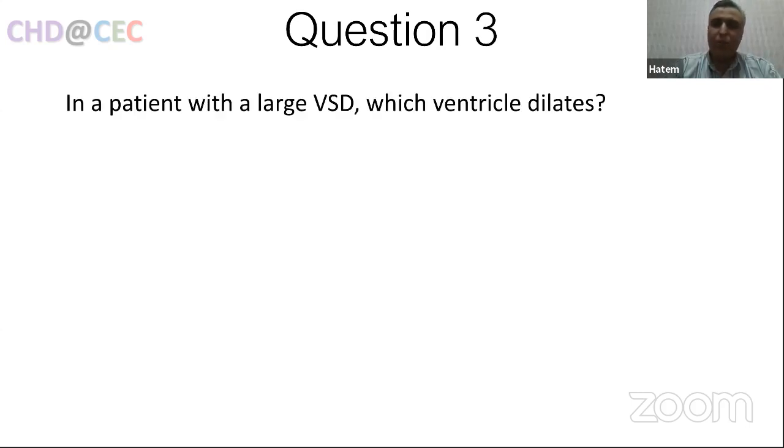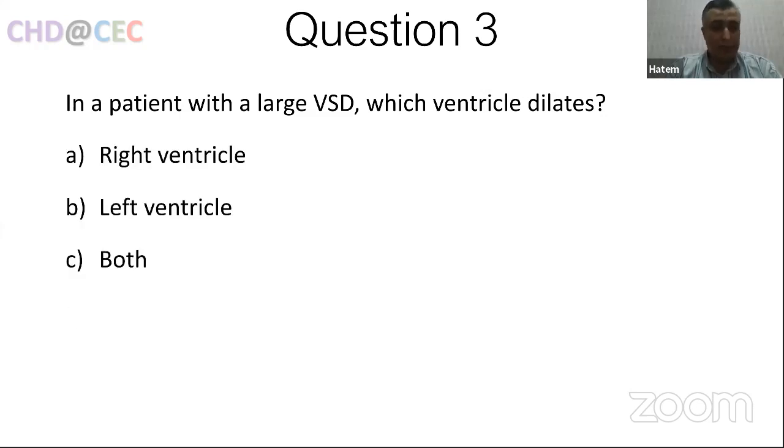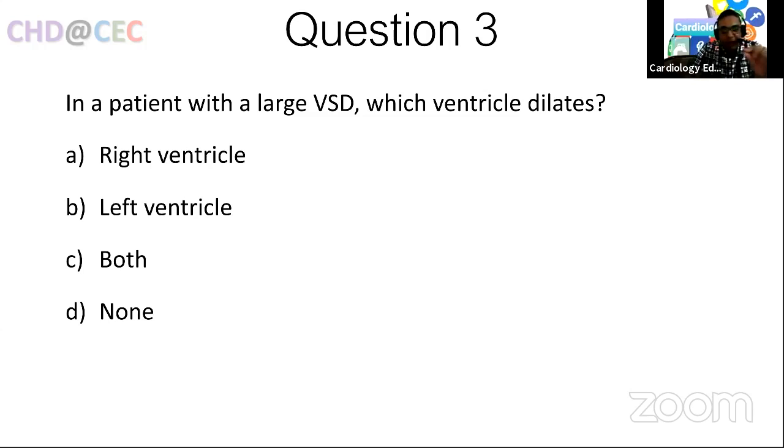Third question is, a patient with a large VSD, which ventricle do you think would dilate because of that VSD? Is it the right ventricle, left ventricle, both, or none? So these are the types of questions that we're going through in this talk. It's not a difficult talk. Can you put every question for 10 seconds? And the most important thing here is that not only you answer what are the correct answers.